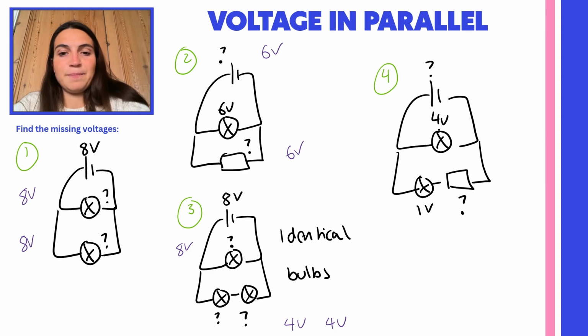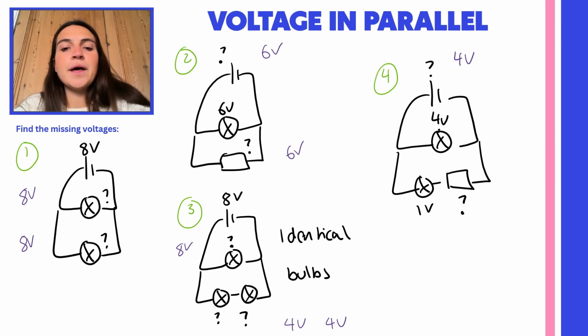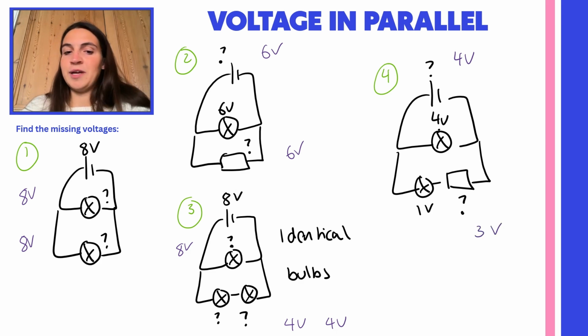Okay, and in circuit number 4, again, we're looking for a supply voltage and we're looking for the voltage over that resistor. So again, if I look at my first branch, my bulb receives 4 volts. That's the only thing in that first branch, so that must be equal to my supply voltage. And then in my second branch, the whole branch gets that supply voltage of 4 volts, but that bulb has already received 1 of those 4 volts, which means my resistor must receive the other 3 of those 4 volts.